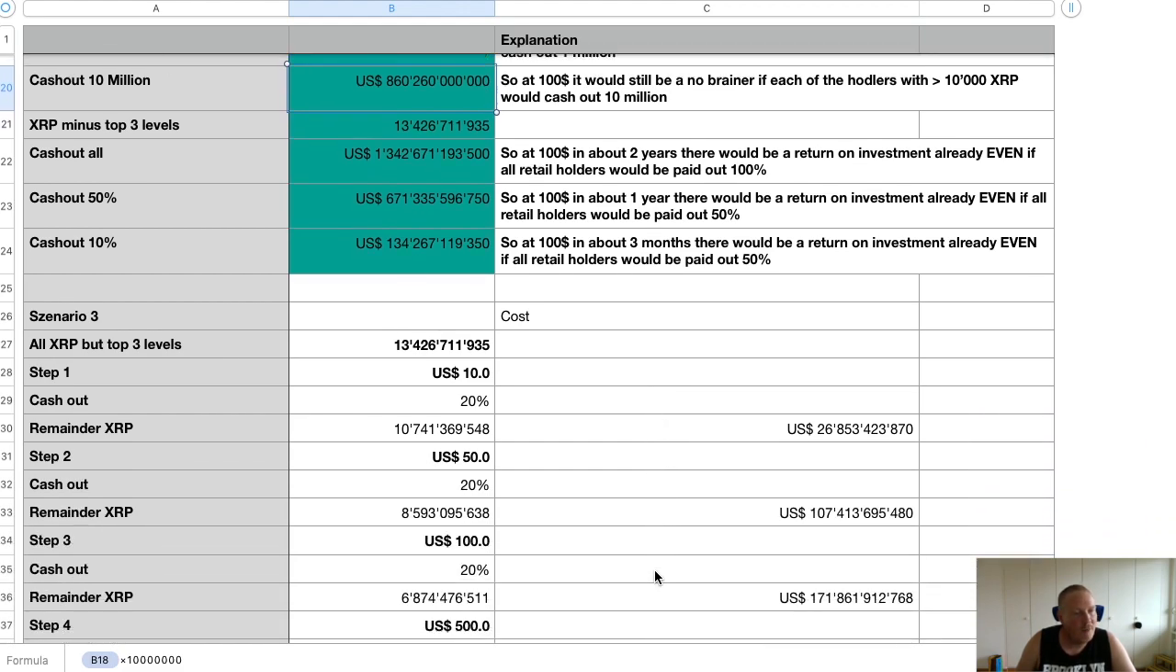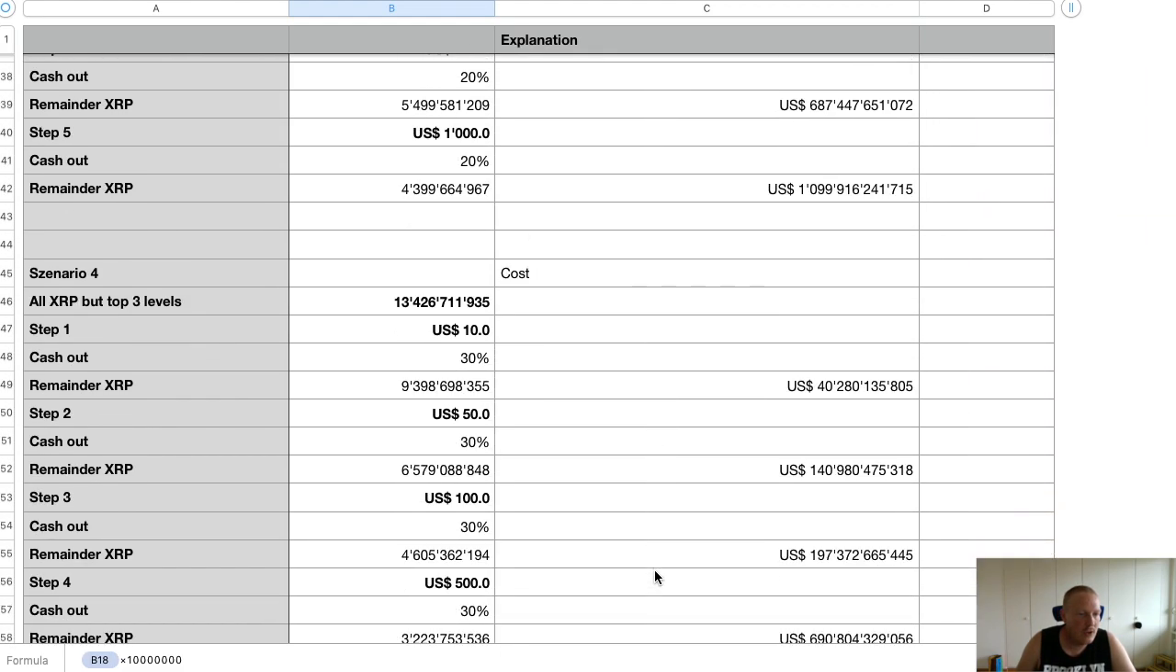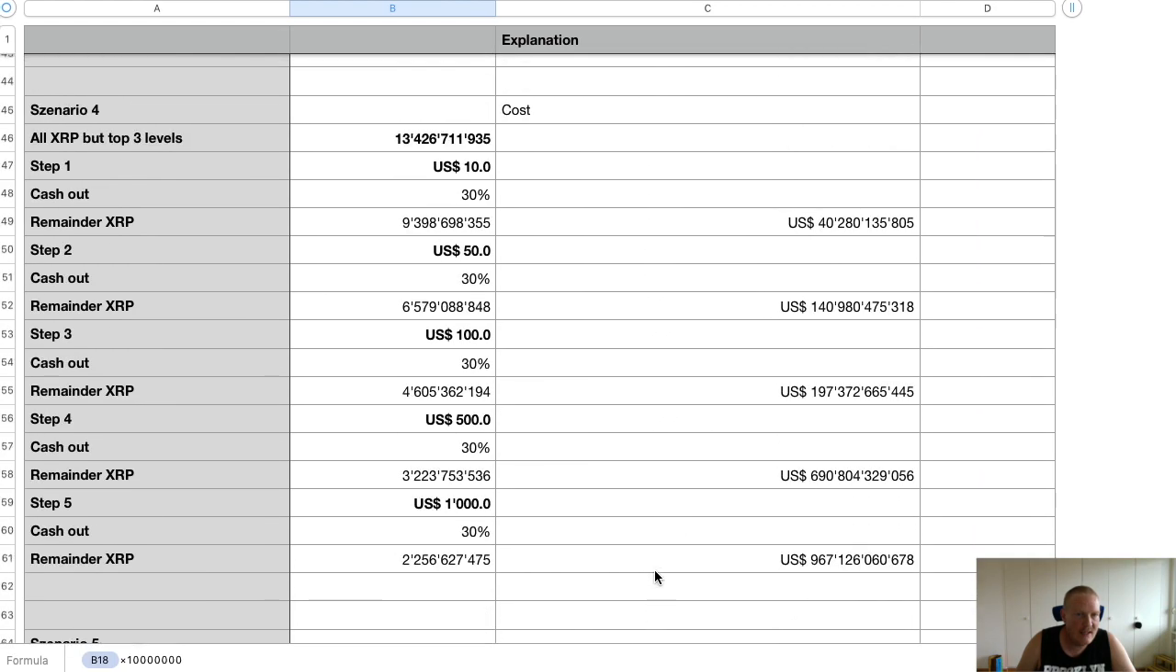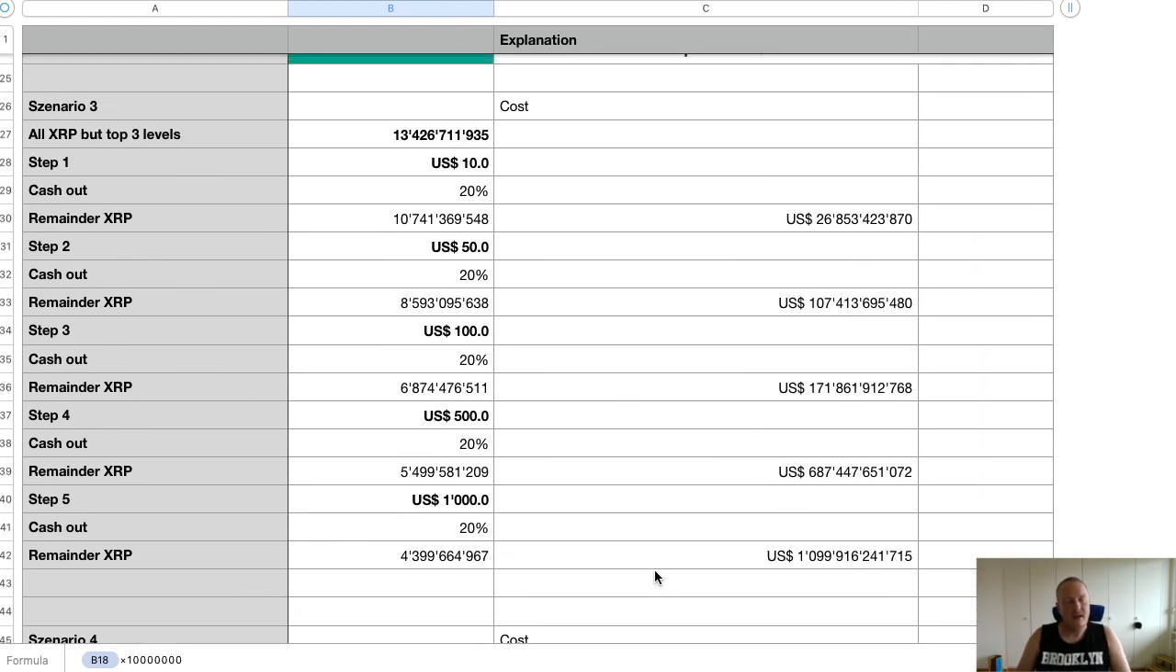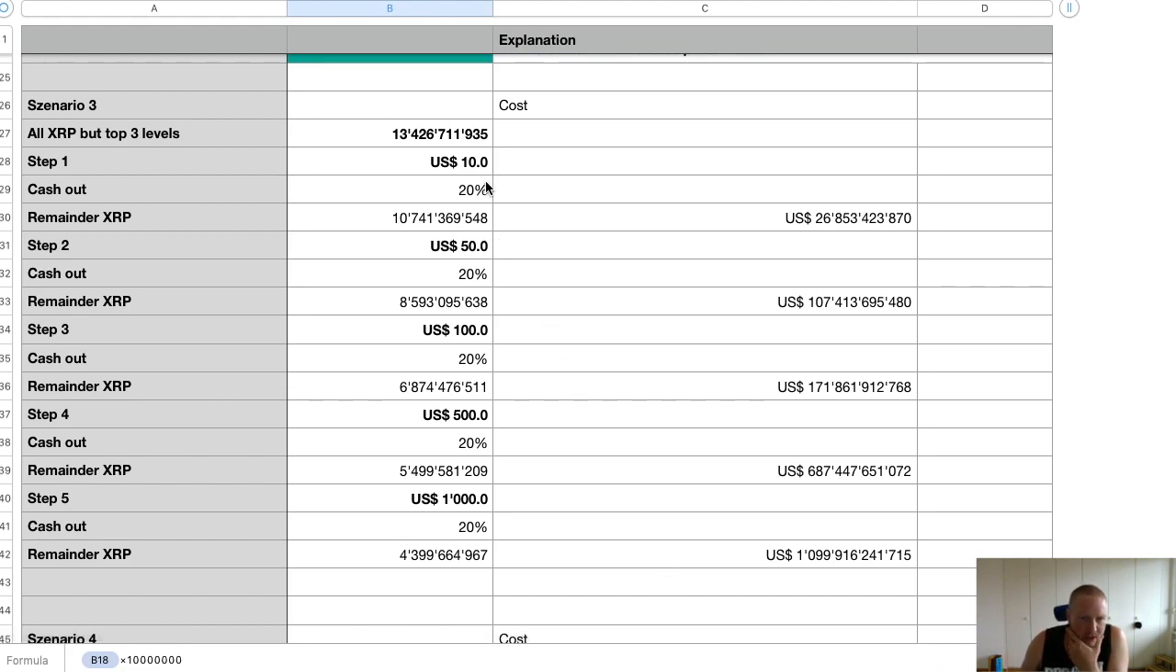Okay. Now I have put some other scenarios below, actually scenario 3, 4, and 5. Let's look at these. Here I did a kind of calculation of what it would mean if the price would rise in steps. So in my first scenario, I have steps at 10, 50, 100, 500 and $1,000. And in each step, you cash out 20% of your remaining XRP, which gives us in each step an appropriate cost. Okay?